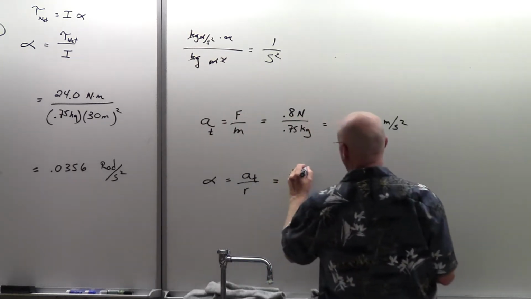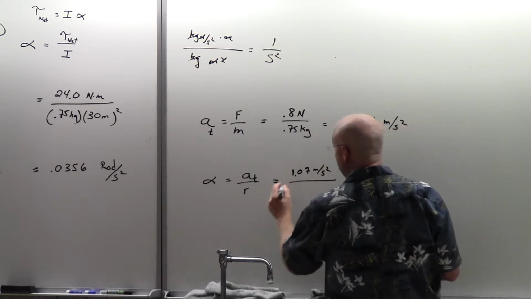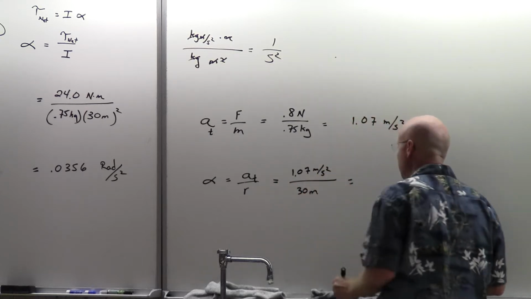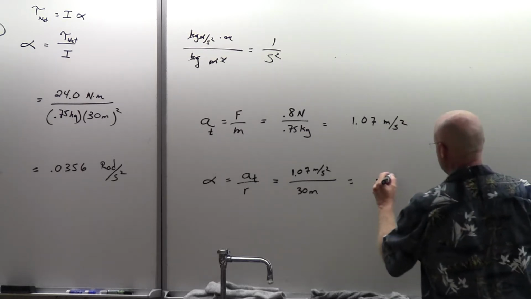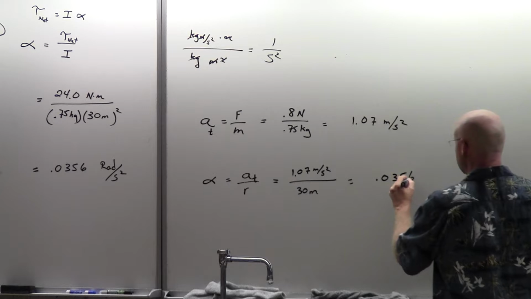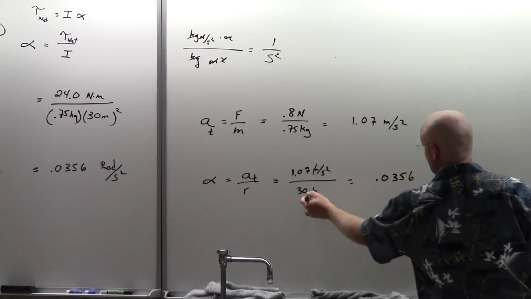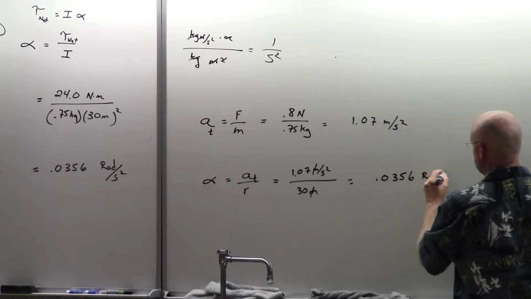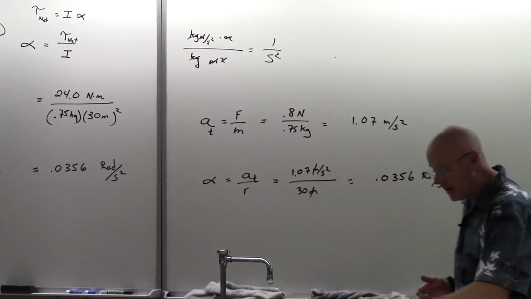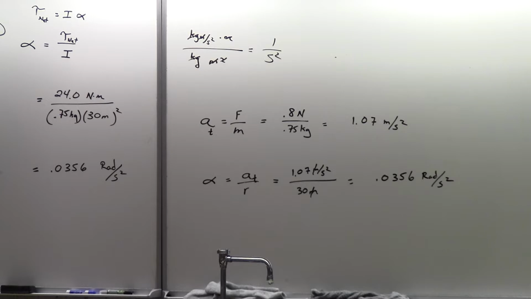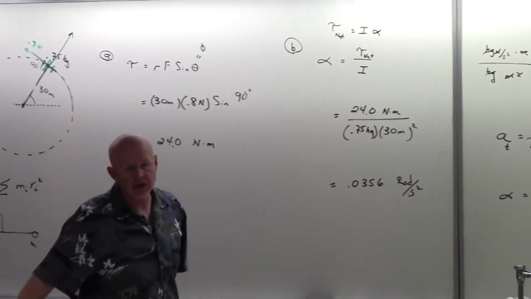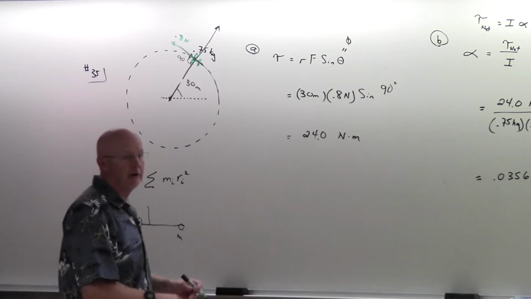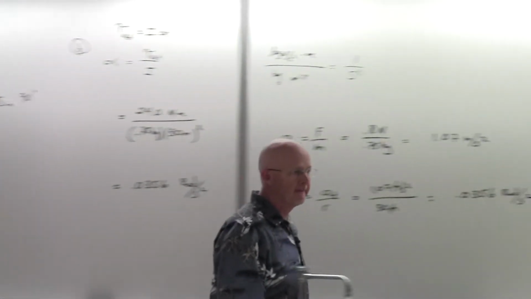This would be my 1.07 meters per second squared, and dividing it by 30 meters, I come up with 0.0356. And then the same idea with the units: I would get a per second squared. I'll throw a radian in there for clarification. And so sure enough, it comes out to be units of radians per second squared. And sure enough, it comes out to be the same answer that I got when I applied Newton's second law for rotation. So good. It's working. Okay.